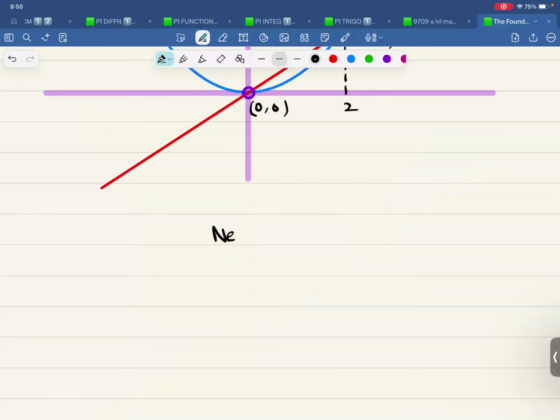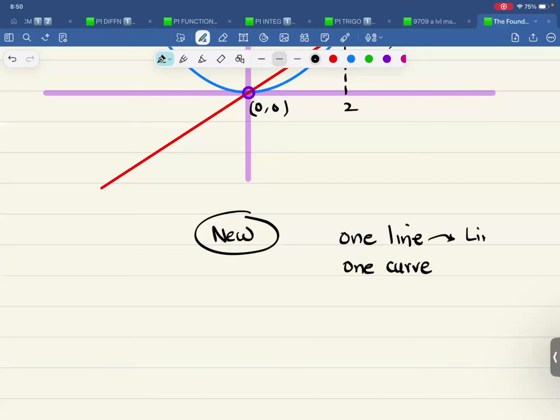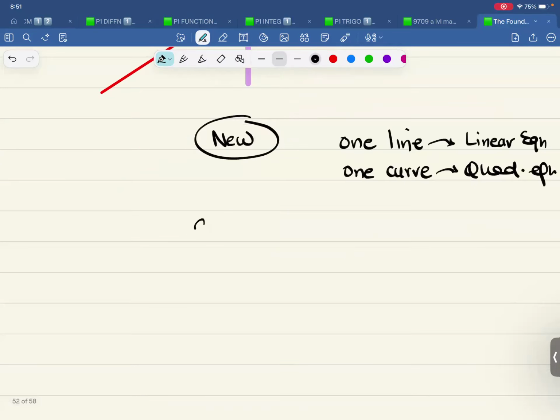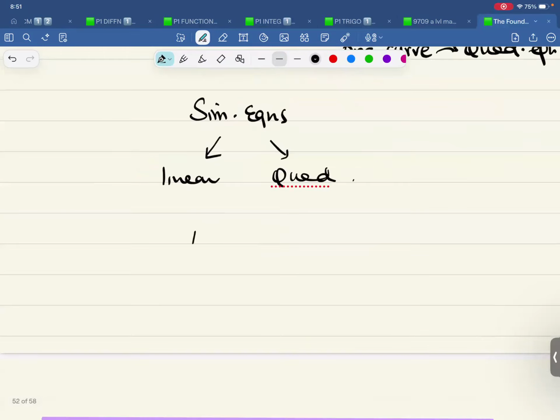So you have learned something new, which was not there in O-level maths. That is, you are solving one line and one curve. This line is a linear equation. This curve is a quadratic equation. So you have learned to solve simultaneous equations in which one equation is linear and the other equation is quadratic. And the lesson for today is always take common whenever there is a possibility of taking common.